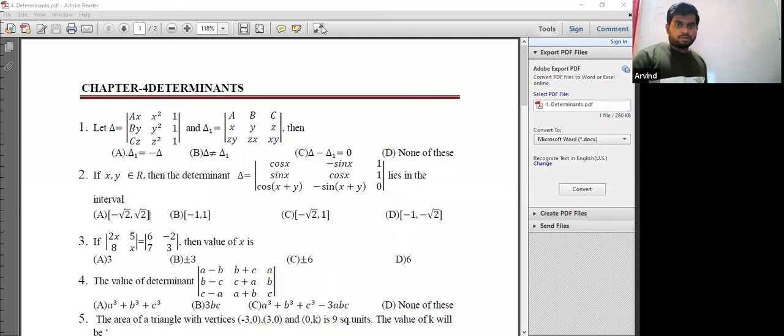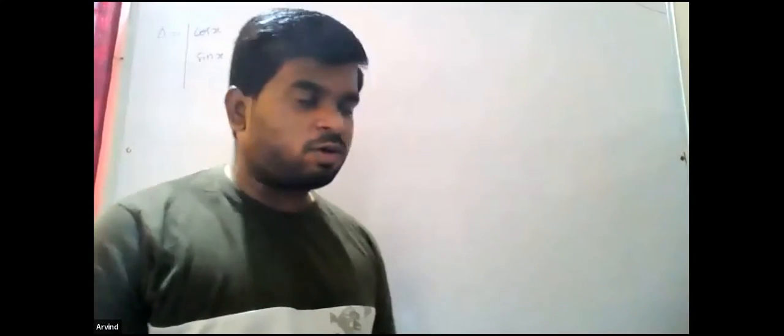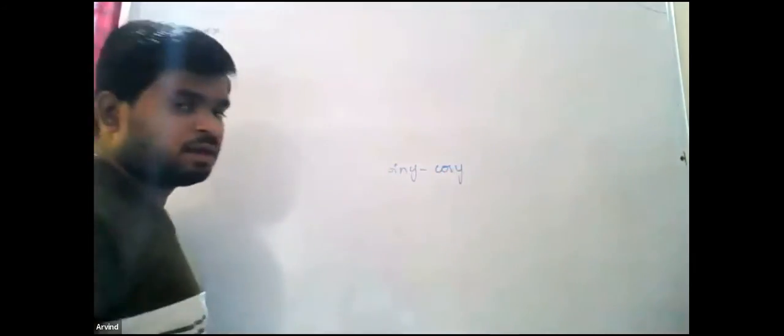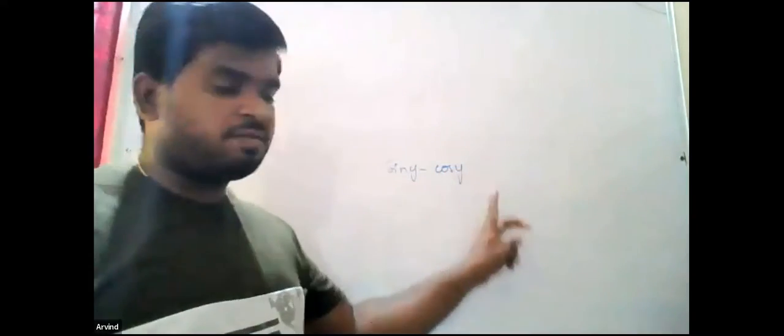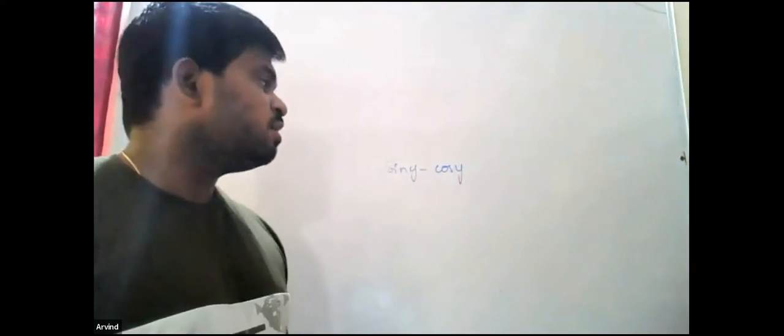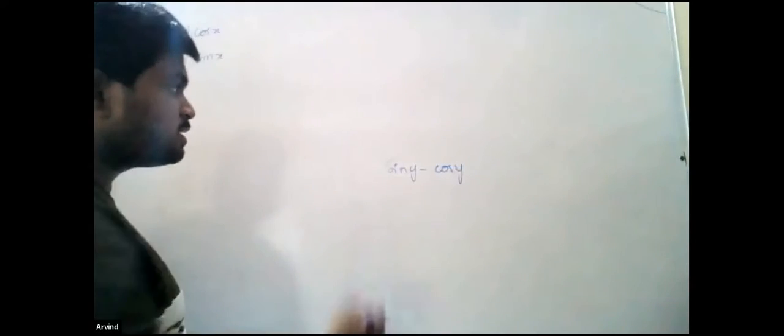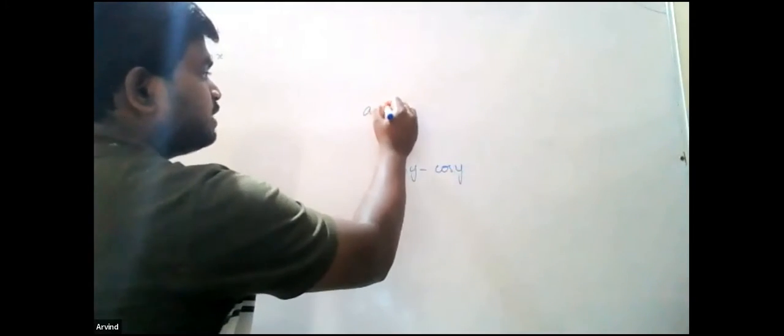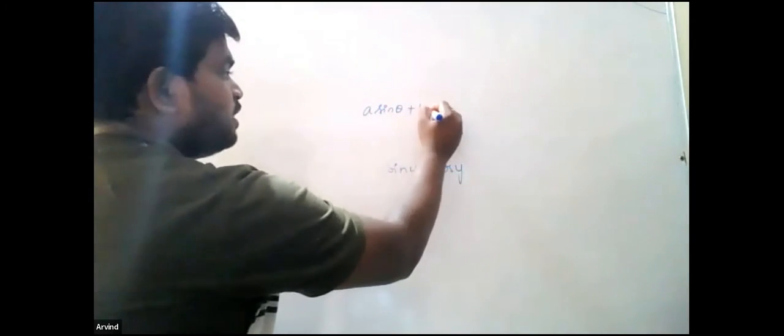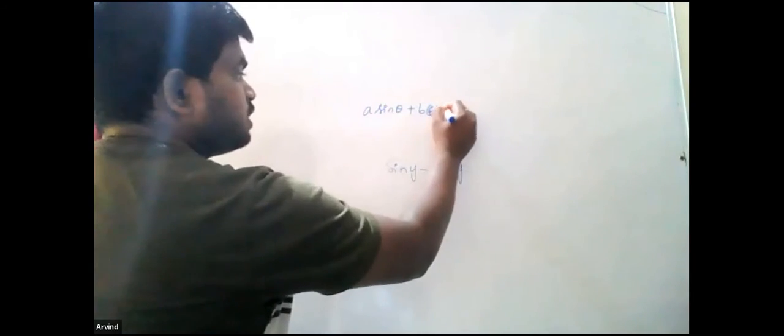So either the determinant comes. If you're not getting it, I'll do it on the board. The final determinant value will come as sin y minus cos y. I have already taught you one formula in trigonometry: A sin theta plus B cos theta.